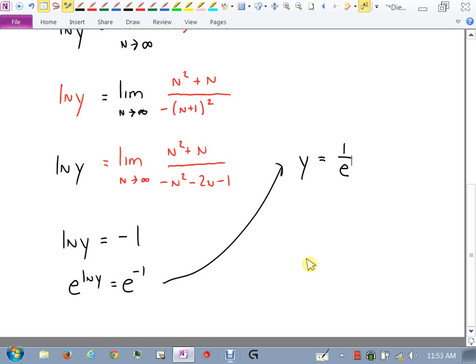Okay, so what does that mean? It's less than 1, right? This is less than 1. And what does that mean? Therefore, by the ratio test, this says that n factorial over n to the n converges.